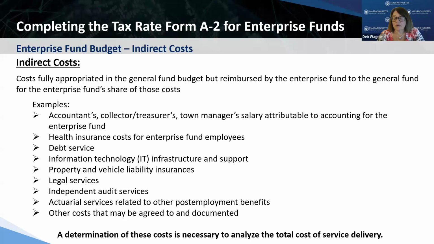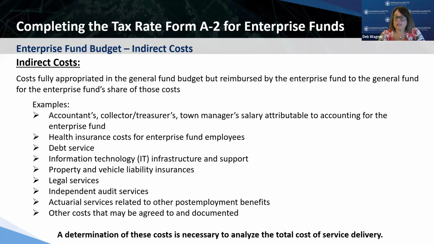Also, debt service, similarly, if you've decided that the enterprise fund is going to pay for its own debt service, it's a known cost. You know exactly what the cost is for that enterprise fund project, so you know exactly what the debt service would be. Some communities determine that they're going to share the cost of debt service with an enterprise fund, like the general fund will pick up 50%, the enterprise fund will pick up 50% of debt service for a particular project.